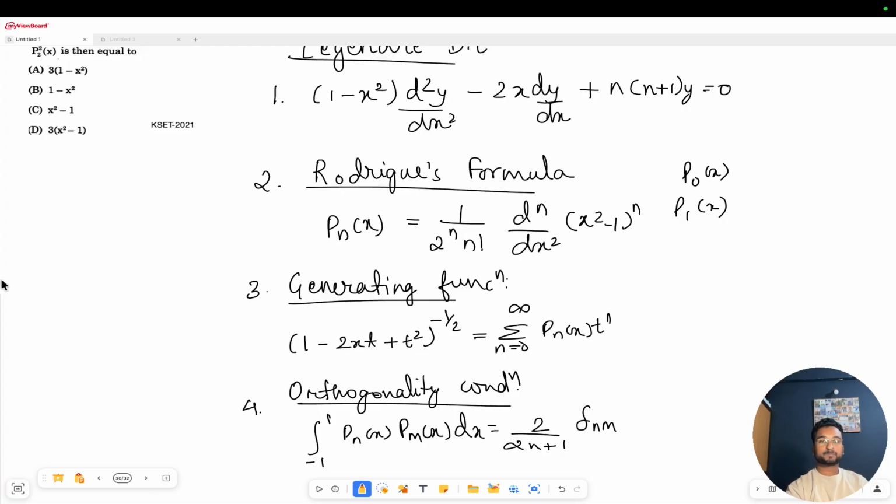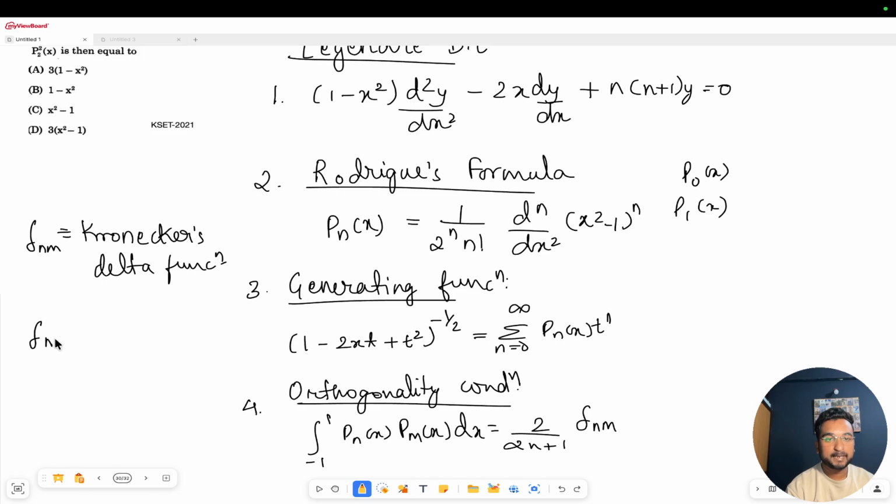What is delta nm? Delta nm is the Kronecker delta function. The value of delta nm is 1 when n equals m, and when n is not equal to m, then it is 0. So for n equals m, you will get 2 upon 2n plus 1. These are the values you should know.